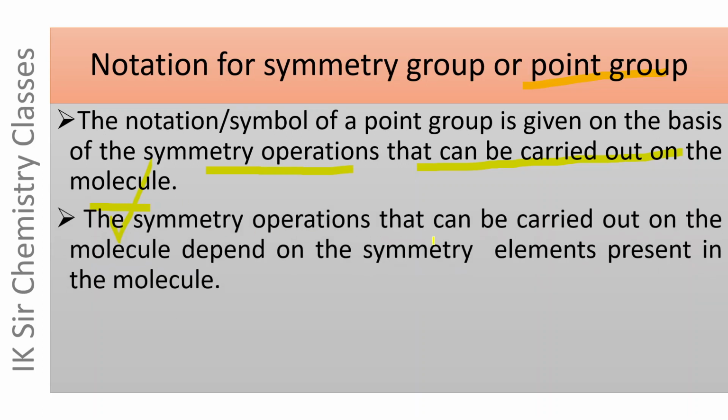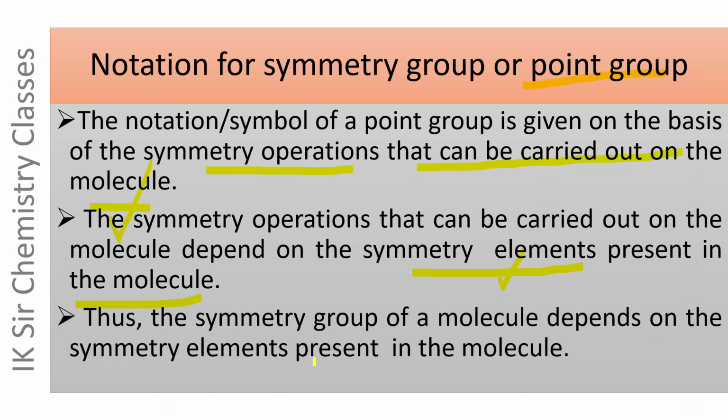The symmetry operations that can be carried out on the molecule depend on the symmetry elements present in the molecule. It means how many symmetry operations and which type of symmetry operations can be carried out on the molecule depend on the symmetry elements present in the molecule. Thus, the symmetry group of a molecule depends on the symmetry elements present in the molecule.